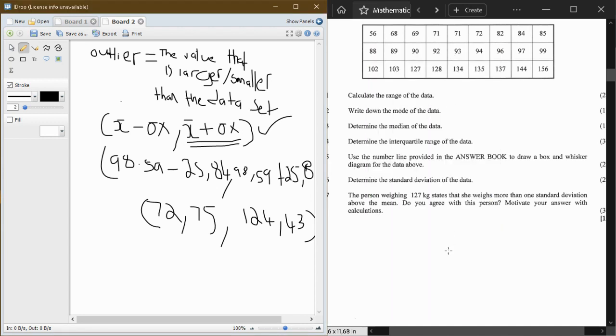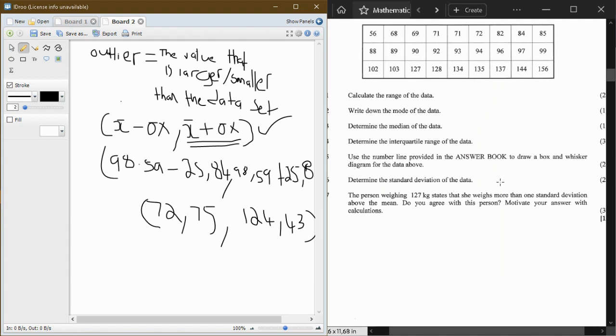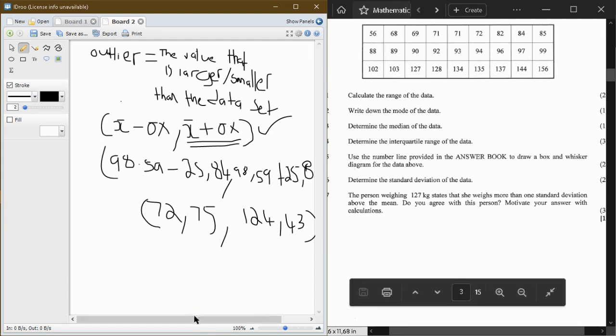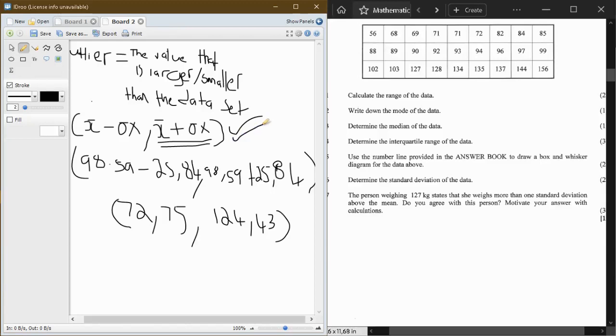Let us go back to the question now. The person weighing 127 kilograms states that she weighs more than one standard deviation above the mean. So now, what you're going to do is, when they say above the mean, remember, we're going to focus on this number, right? So now, in other words, we're going to focus on this number, the outlier.